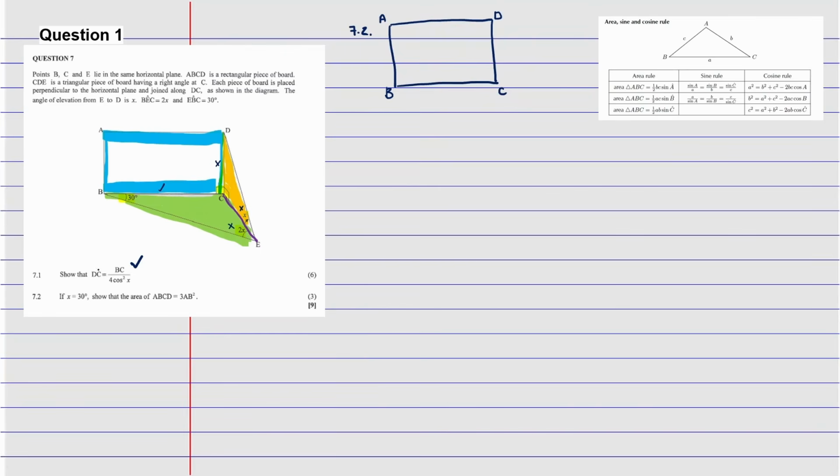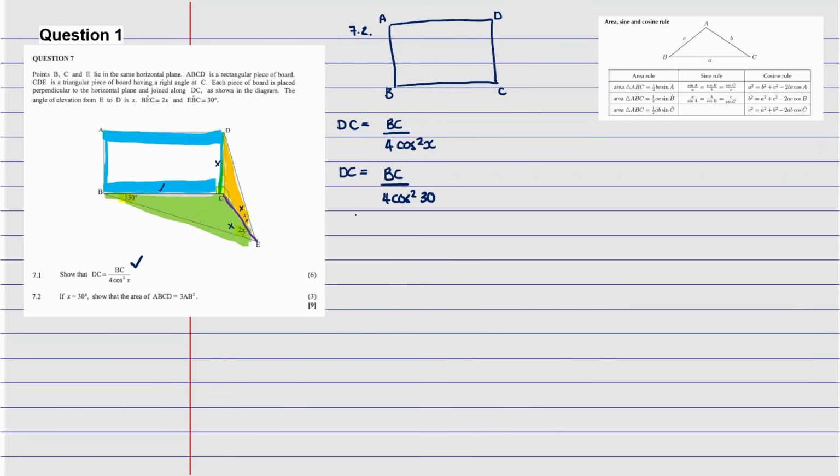So we are given the fact that BC, which is this one, right? We know the fact that DC is equal to BC divided by 4 cos squared x. But we know that x is 30, so it's the same as DC is equal to BC divided by 4 cos squared 30 degrees, right?